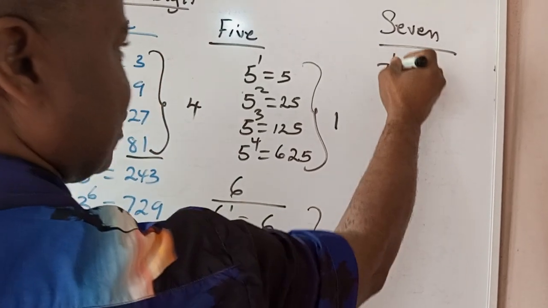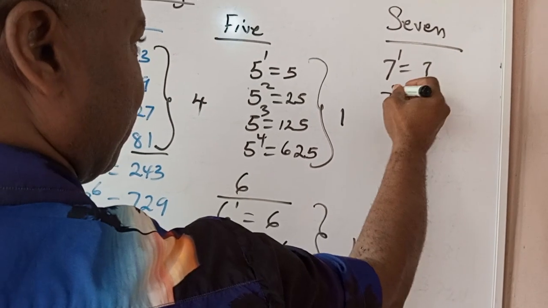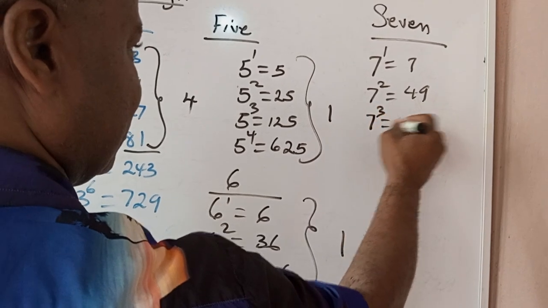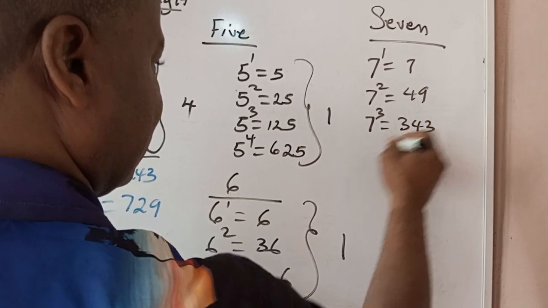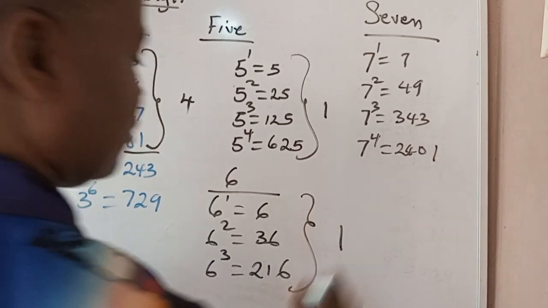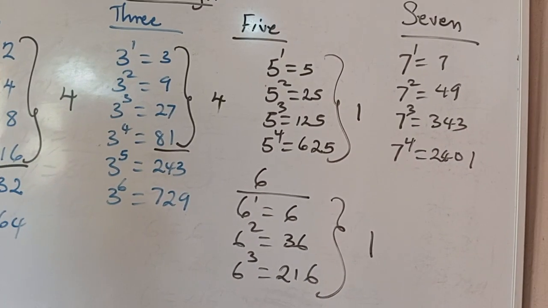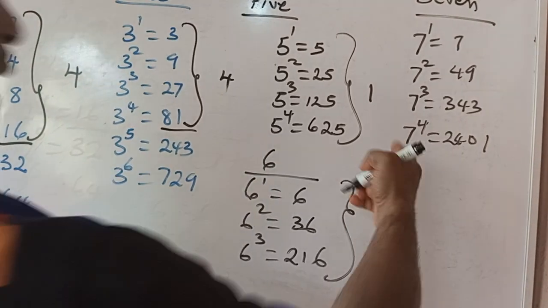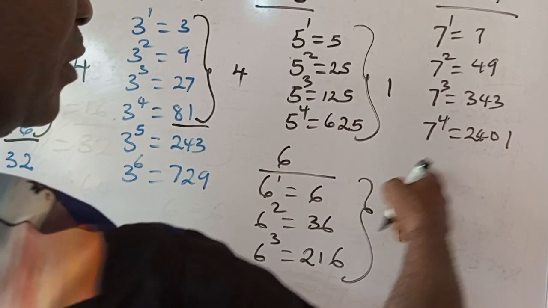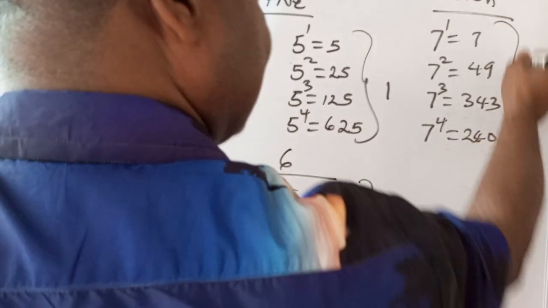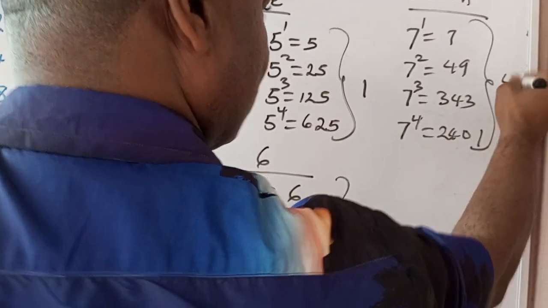So we have 7 index 1 to be 7. 7 to the power 2 is 49. 7 to power 3 is 343. 7 to power 4 is 2401, right? And then if you look at 7 to power 5, 7 will actually repeat again, because to multiply the next number, that would be 7 times this number, and 7 times 1 is 7. Meaning that the number cycle for 7 is also 4.